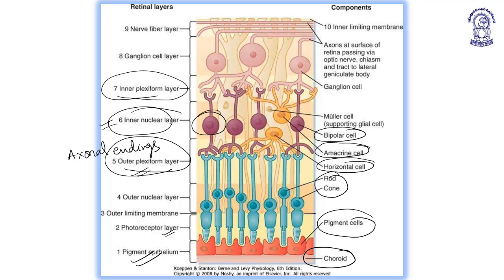This is the horizontal cell. Mueller cells are supporting glial cells. Then this is the ganglionic cell layer and the nerve fiber layer. This is the inner limiting membrane, with axons at the surface of the retina passing by the optic nerve, chiasma, and tract to the lateral geniculate body.